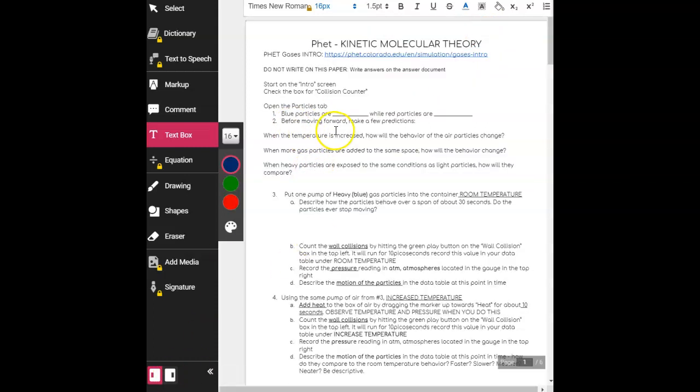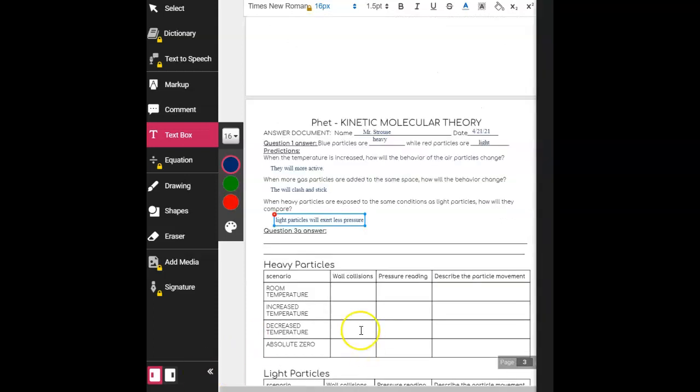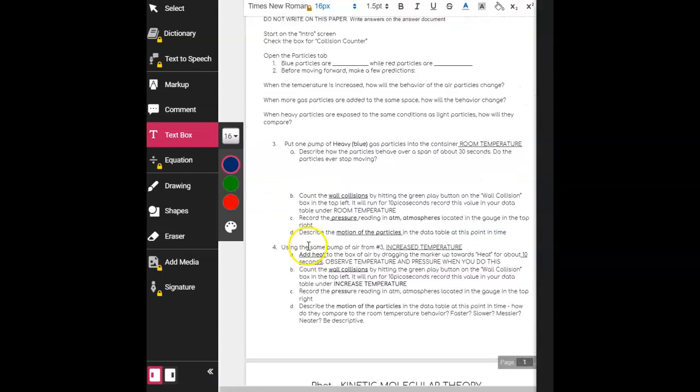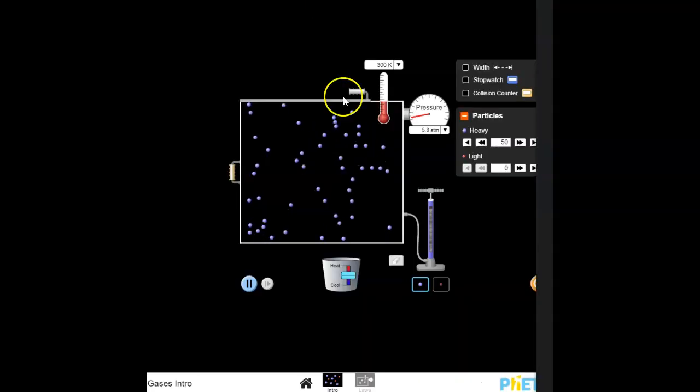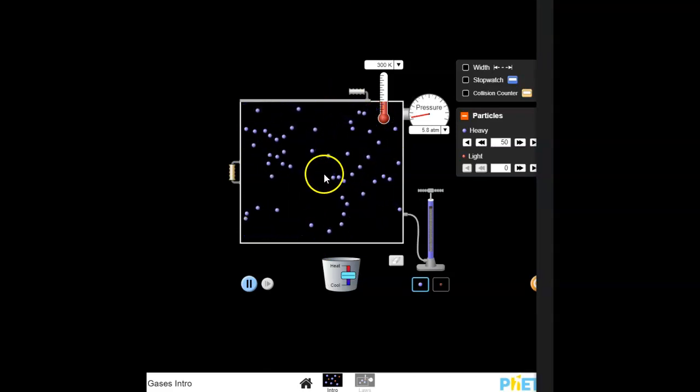Then it says, before moving forward, make a few predictions. So you don't have to be correct here. Make predictions. So we've made predictions. Now we're going to answer 3A, which asks, put 1 pump of heavy blue gas into the container at room temperature. Describe how the particles behave over a span of about 30 seconds. Do the particles ever stop moving? Well, I've already put 1 pump in here, and we're watching it. How are the particles behaving? Let's observe them.